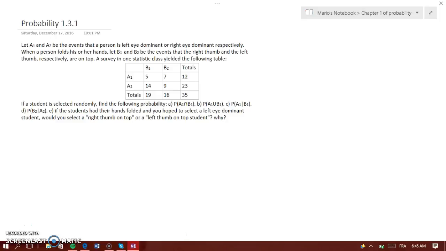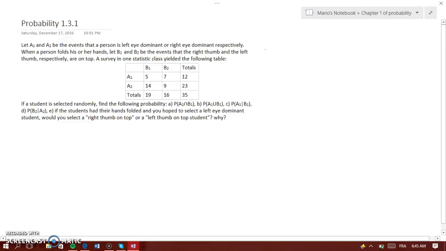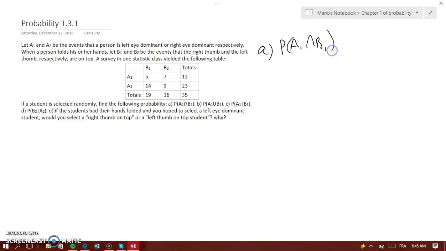such that A is the probability of A1 intersection B1. So for part A, the probability of A1 intersection B1: anything that A1 and B1 have in common is 5, and the total is 35 students. So A1 and B1 is really straightforward. It's 5 out of 35.